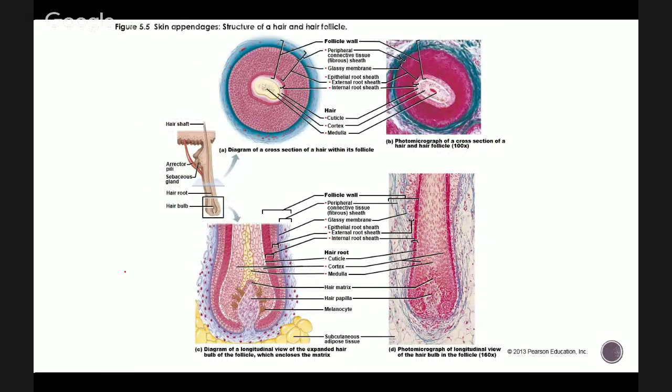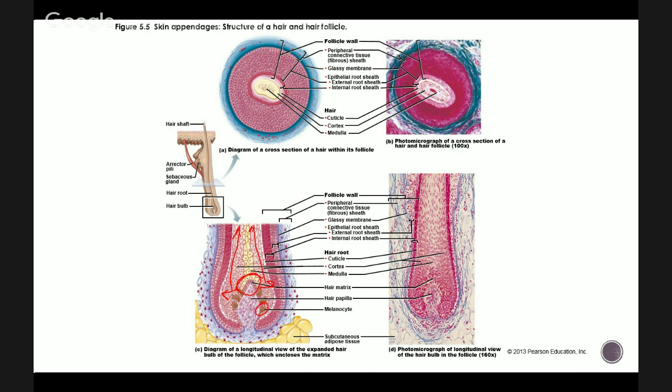Here we are. So here's the matrix right here. We also have melanocytes, as you can see here. So the main area that I want you to focus on is the matrix. The matrix is going to reproduce, push off more cells, and those cells are going to grow outwards, upwards. And they're going to differentiate into different aspects and different parts of the hair structure.